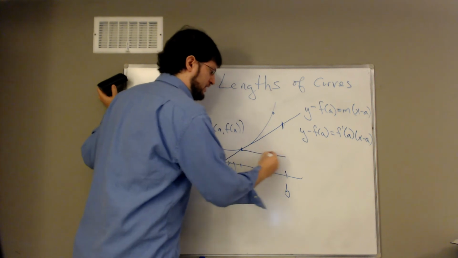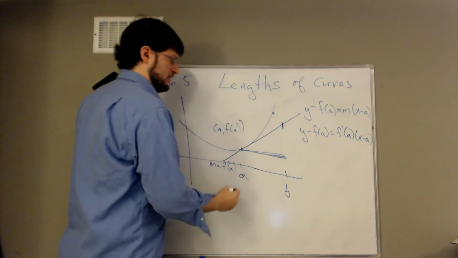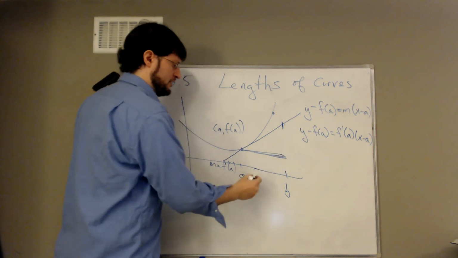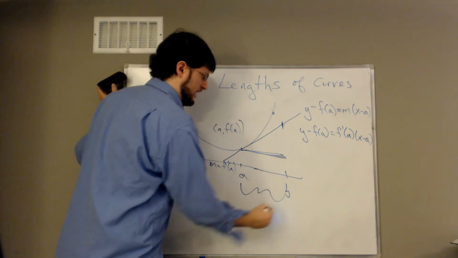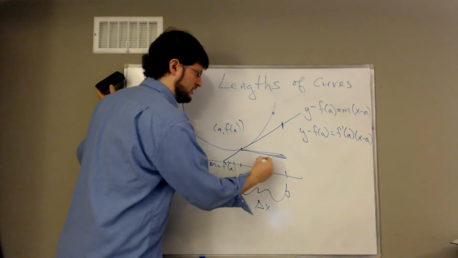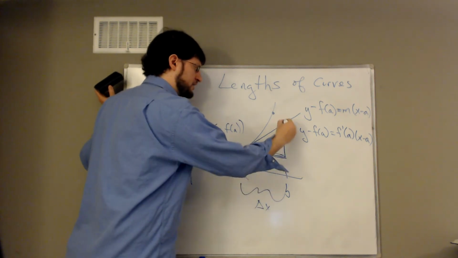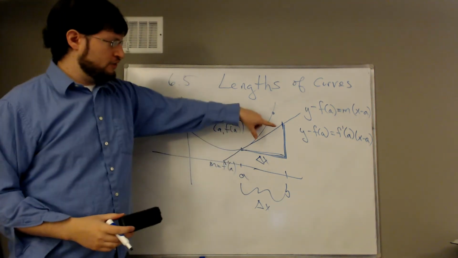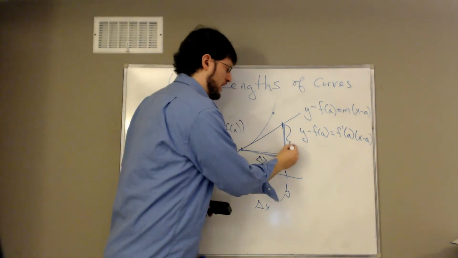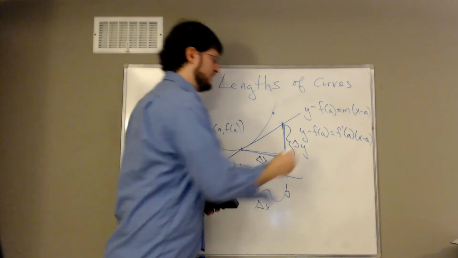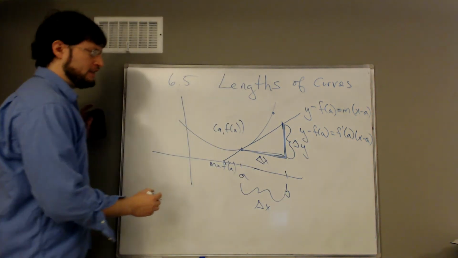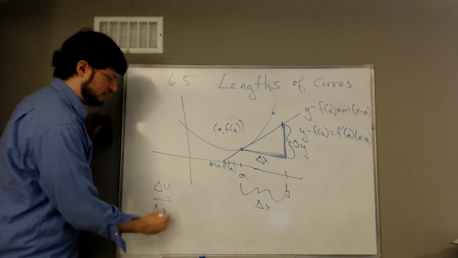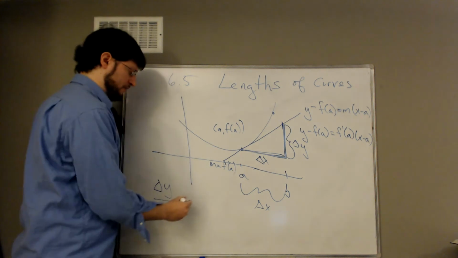This distance is b minus A, and let's call that delta x. So this distance is delta x. This distance, then, if I want to know this, let's call this delta y. And we're going to figure out what that is in terms of everything else. The idea here is that delta y over delta x is exactly the slope of the line, f prime of A.